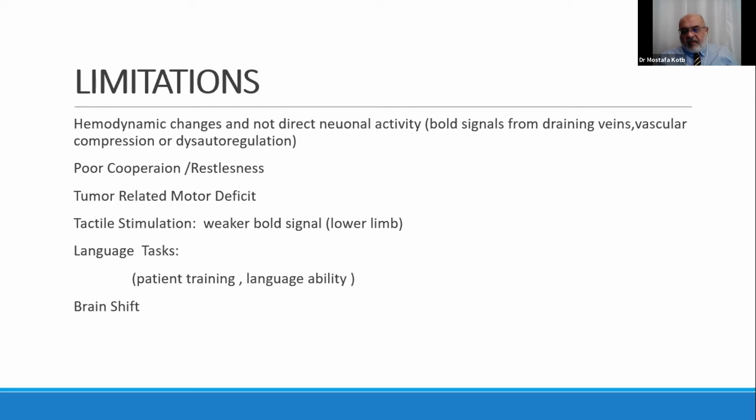It can be affected by the presence of a brain tumor that affects the motor function, and the tactile stimulation gives a weaker BOLD signal, especially for the lower limb. And for the language tasks, you need to have patient training and language ability. And of course, brain shift affects the location of the eloquent areas according to the shift of the brain.